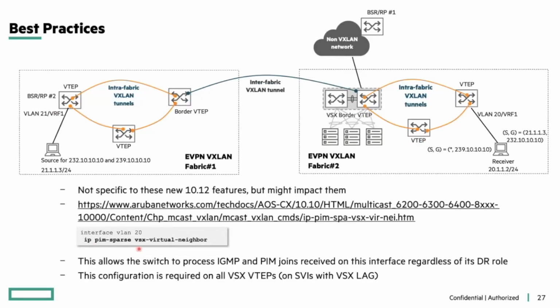And this IP PIM sparse VSX virtual neighbor command on the SVI is also not new. It was released back in 10.10, but should also be enabled, right? Because it might impact this new 10.12 feature. So you should enable this command on the SVI on VSX switches. This will allow the switch to process IGMP and PIM joins, regardless of its DR role. So it's required on all VSX VTAPs with SVIs with VSX LAG.